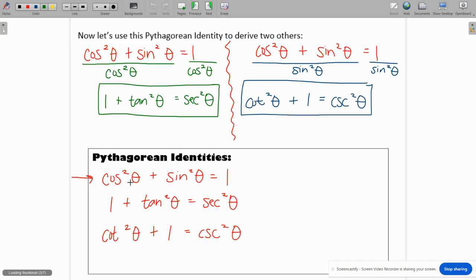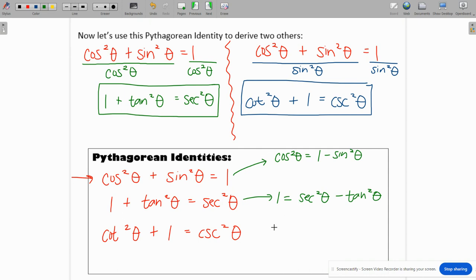This kind of points out to you, hopefully, that these expressions can be manipulated, right? If I wanted to, I could change this expression by, for instance, subtracting sine squared from each side. That means that cosine squared would equal 1 minus sine squared. Or in this example, I could take away tangent squared from each side. So 1 would equal secant squared of theta minus tangent squared. So these can all be manipulated and rewritten in certain ways to help you to simplify expressions.